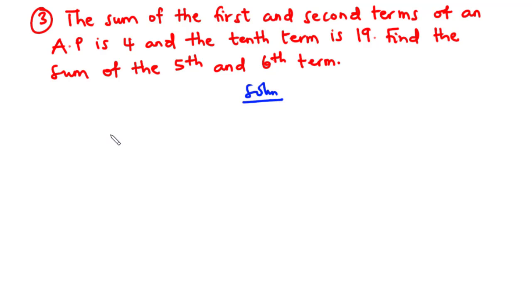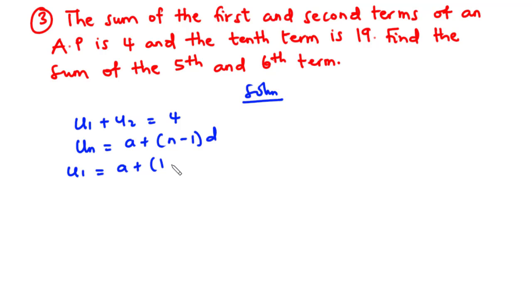So from the question, we know that the first and second terms of the AP is 4. So we know that U1 plus U2 is equal to 4. Now the general term is Un equals a plus (n minus 1) times d. So we know that U1 is equal to a plus (1 minus 1) times d. Now 1 minus 1 is 0, so U1 is equal to a.